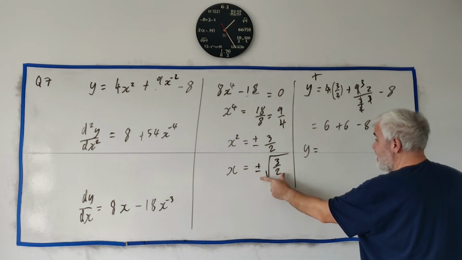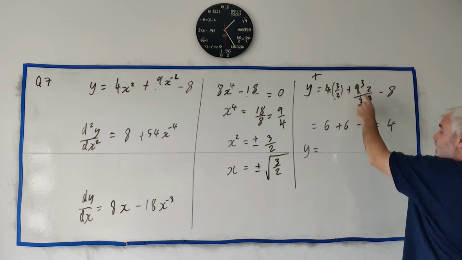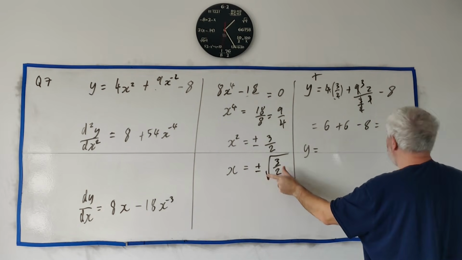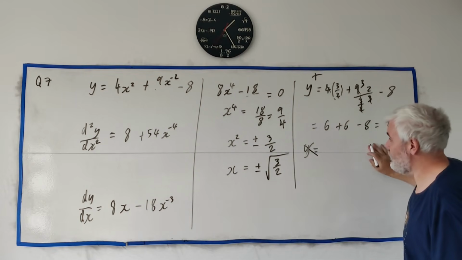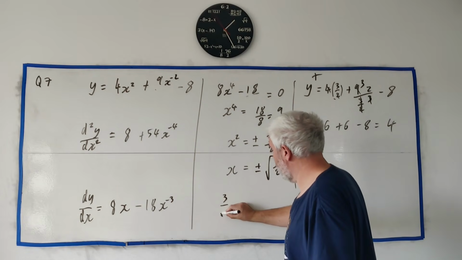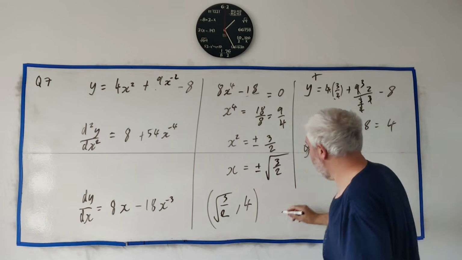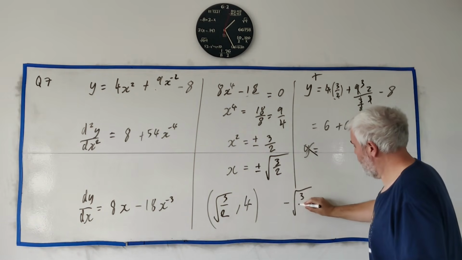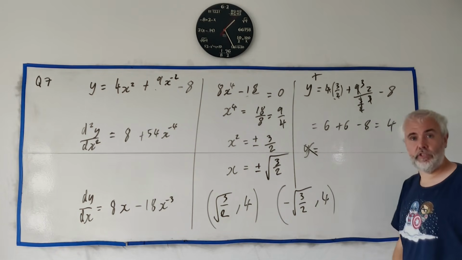Minus this squared is still a plus 3 over 2. You'll get identical. Plus 9 minus this squared is still 3 over 2. Nothing changes. You'll get y equals 4 again. So the two answers you get here are square root of 3 over 2 and 4. That's 1 point. And minus the square root of 3 over 2 and 4 is the other point. They're the 2 points you get from this.